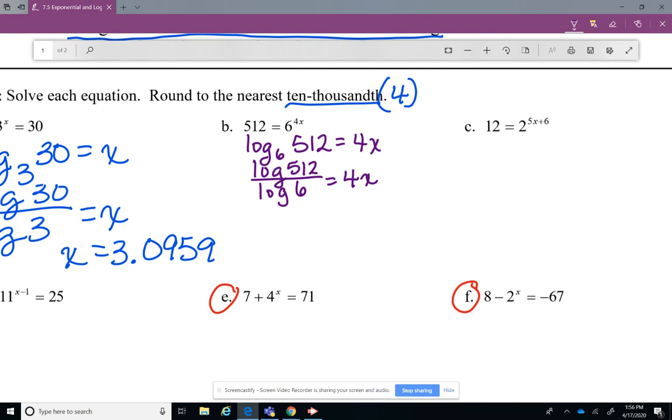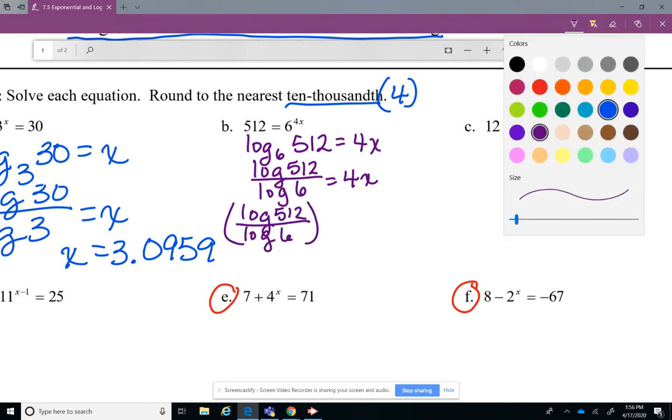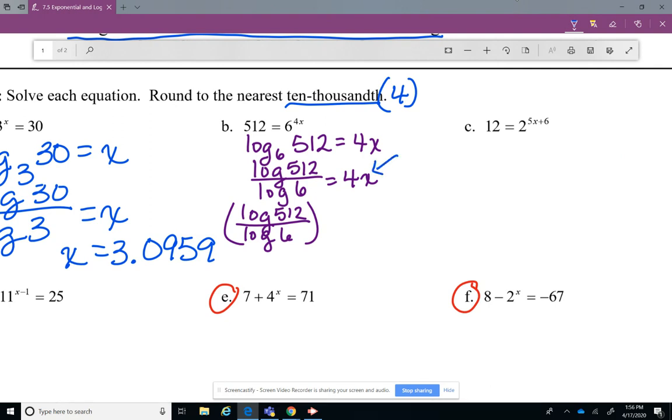All right, now we have to solve for the variable, so I still have to get x by itself. So you're still going to do log 512 divided by log 6, but I want you to put that in parentheses, because what we're going to have to do now is the opposite of multiplying. I'm going to have to divide both sides by that 4. So I'm going to put divide by 4 equals x.